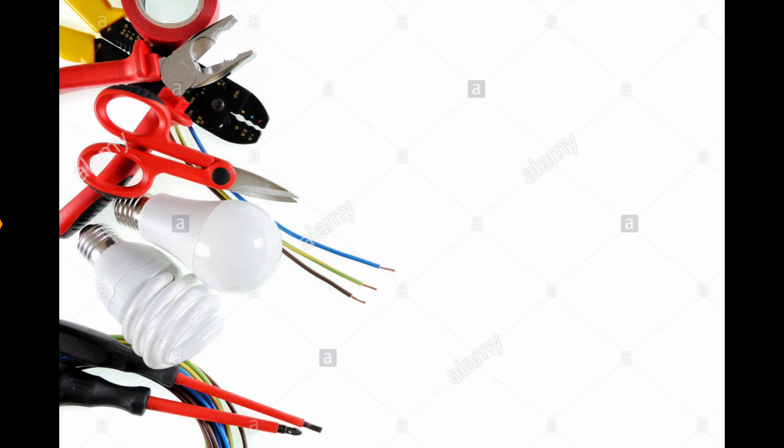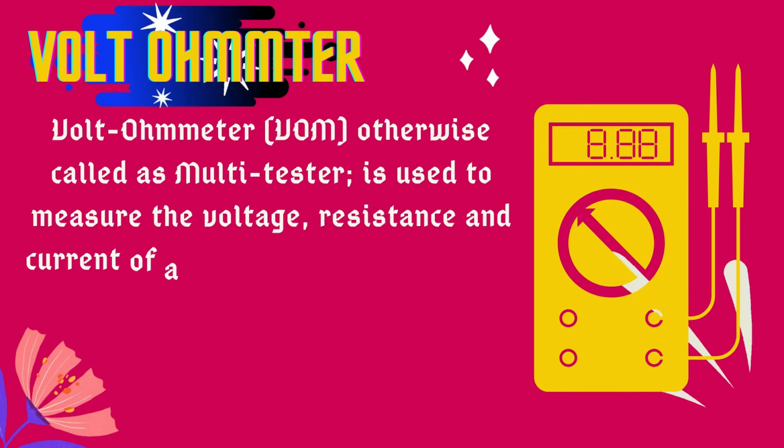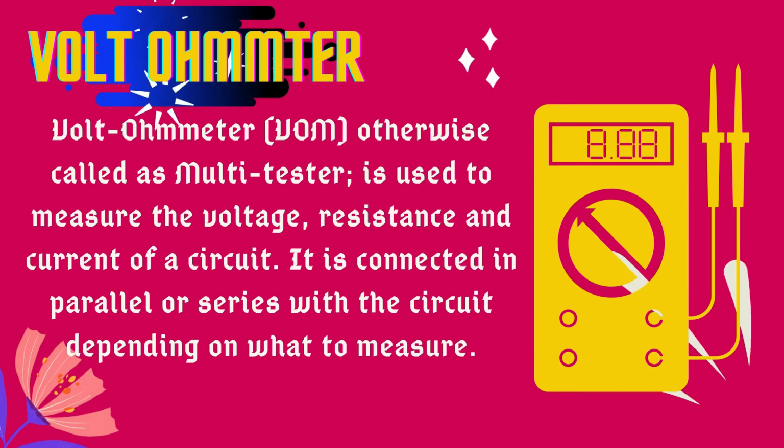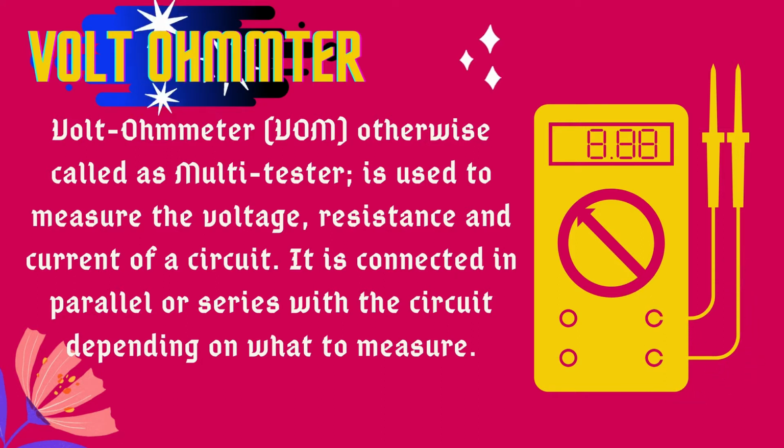Okay, the last tool is voltmeter or VOM, otherwise called as multi-tester. Is used to measure the voltage, resistance, current of a circuit. It is connected in parallel or series with the circuit depending on what to measure. Okay, for you to understand how to use the voltmeter, please watch this video.